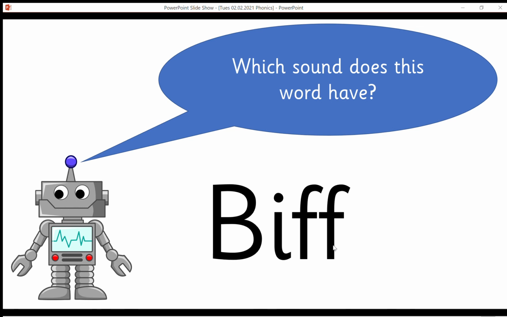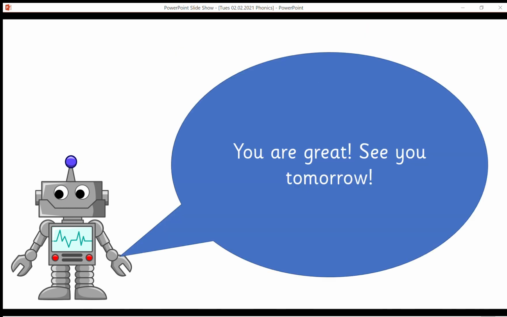Okay, next one. Let's try this one. B, i, f, biff. Biff. Now, does biff have digraph S, digraph L or digraph F? Which one does it have? Yes, of course, it has digraph F. Good job, everybody. You are great.